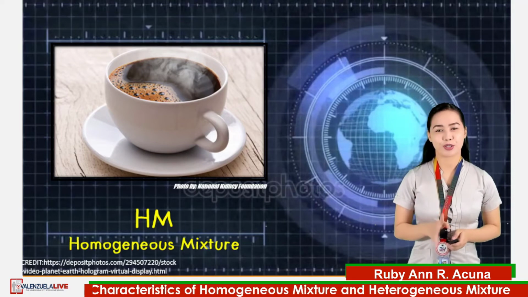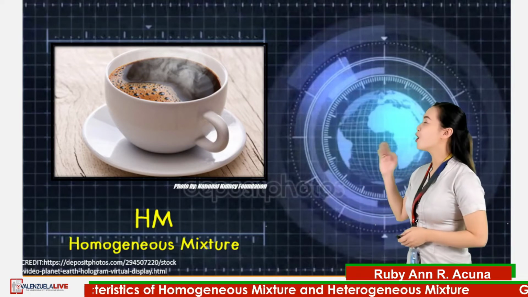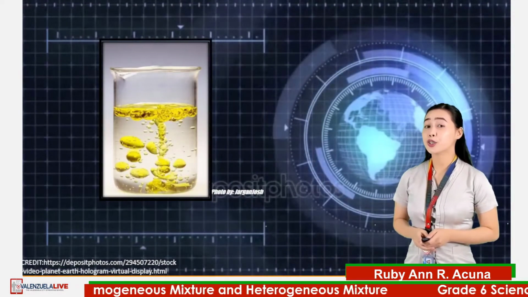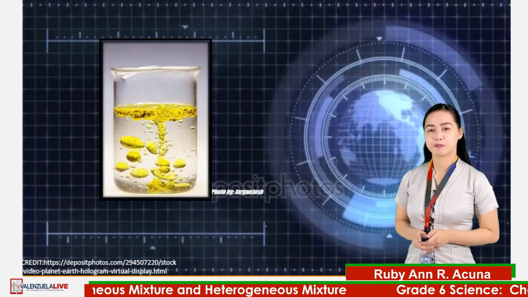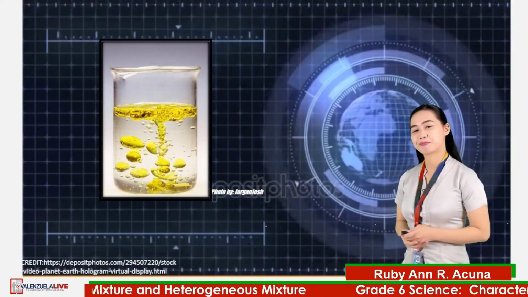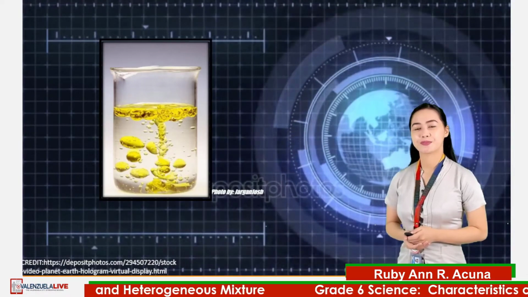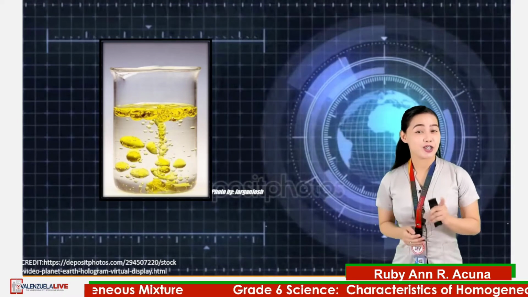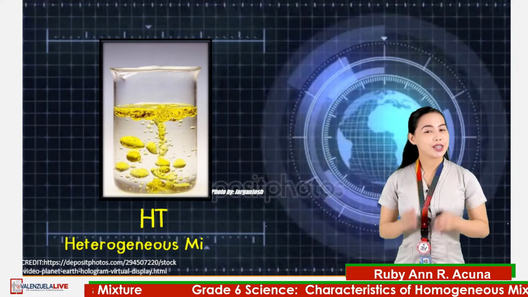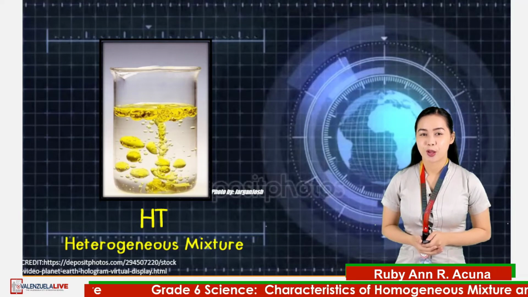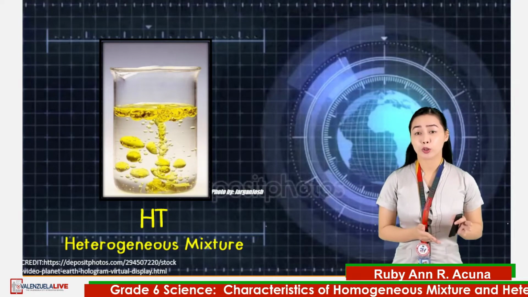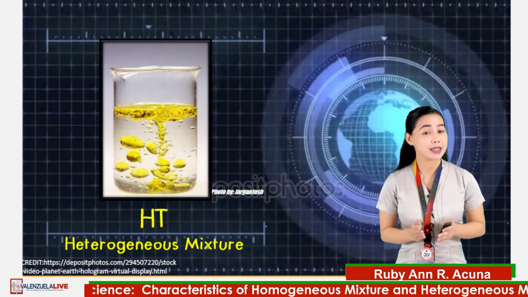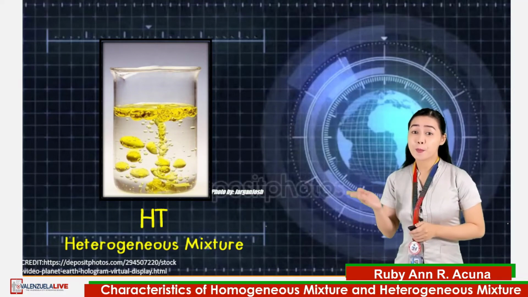And for our fourth picture, we have here the oil and water. What is your answer? Comment it down. Alright, the answer is HT. The oil and the water is a liquid-to-liquid mixture. When you add oil to a cup of water, the two don't mix with each other because oil is less dense than water. It will always float on top.